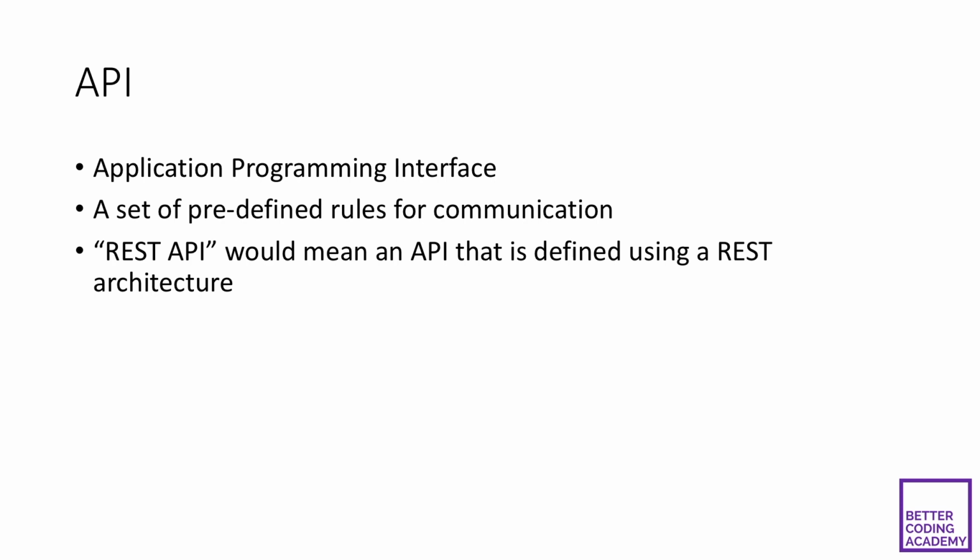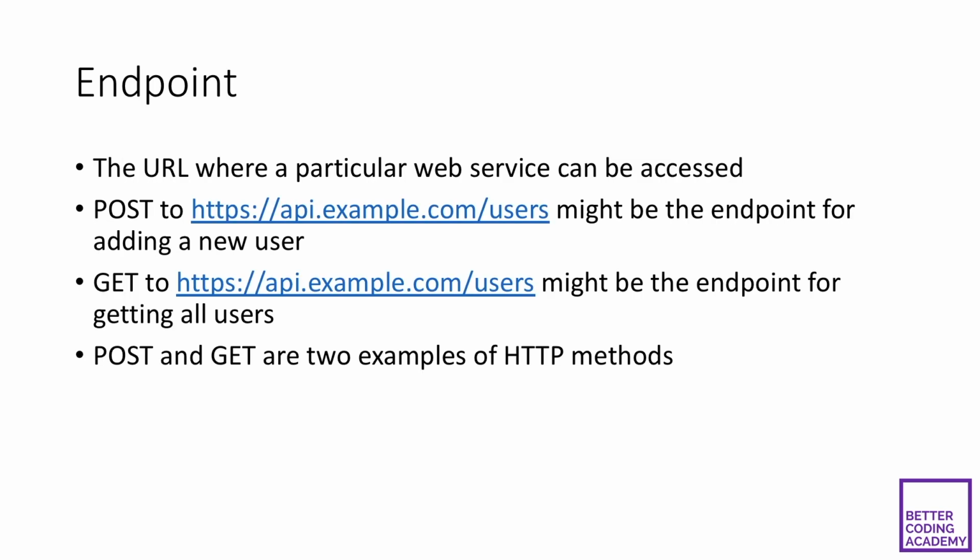That's called the API. Your API may be accessible via REST endpoints. In that case, it would be called a REST API, which would mean an API that is defined using a REST architecture. An endpoint is the URL where a particular web service can be accessed. A web service is slightly different to a website. A website is something which is visited by an end user, whereas a web service is typically accessed by other code, for example a front-end framework, or maybe even other backend code as well.